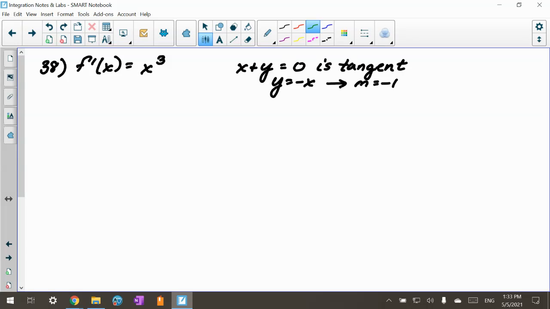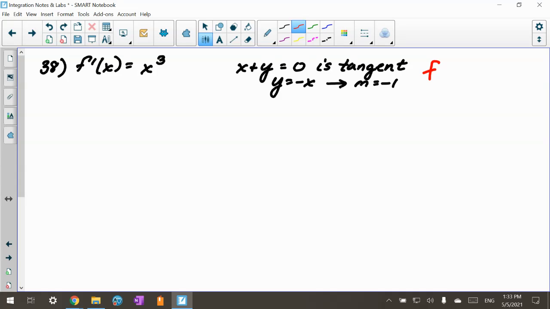So 38 says find a function f such that f prime of x equals x cubed, and the line x plus y equals 0 is a tangent to the graph of f. So this is basically a tangent to my original graph of f, all right? Not f prime, but f. So what we've got to do is the antiderivative of this.